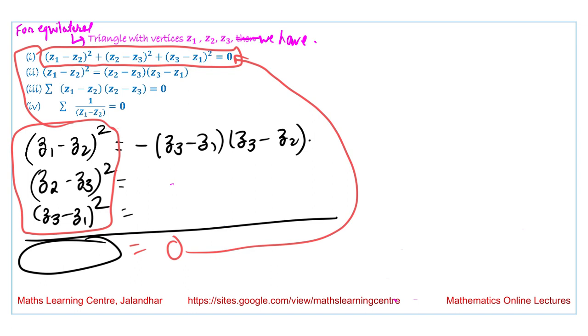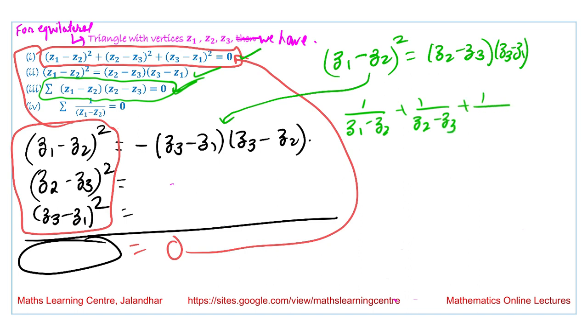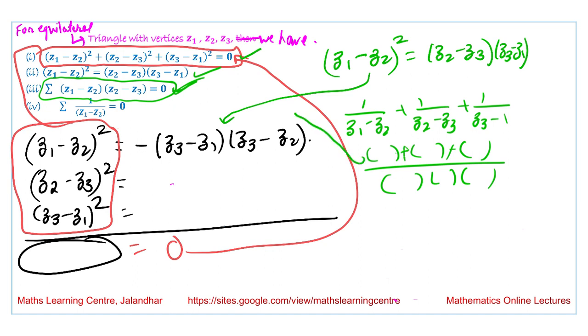Next, from this term, we are saying that z1 minus z2 square is equal to z2 minus z3 into z3 minus z1. So this result is clear from this value. Similarly, we can obtain the second and third results from here, that if we add all these terms, we get the answer in this form. And the last value is 1 over z1 minus z2 plus 1 over z2 minus z3 plus 1 over z3 minus z1. If we take the LCM over here, the numerator is just the third result, and the answer we obtain is 0.